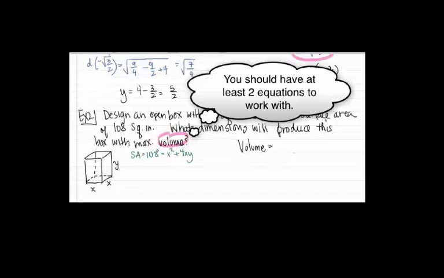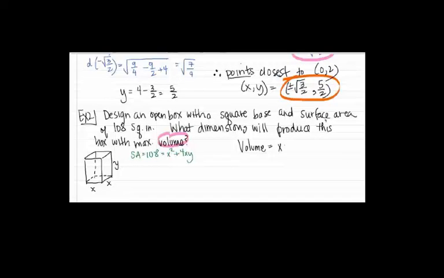With the dimensions the way that it's written, our volume is x squared y. But we can't have multiple variables in here. We just need the volume in terms of x or the volume in terms of y. So I'm going to go ahead and look over here to my surface area equation and solve it for y. So that means 108 minus x squared all over 4x equals y, and that is going to get plugged in over here. So my volume can be written as x squared times 108 minus x squared all over 4x.